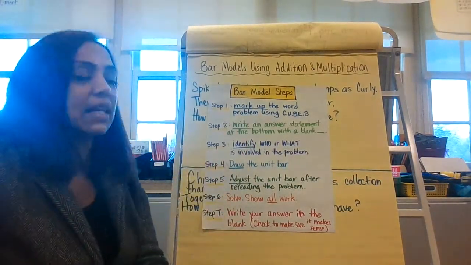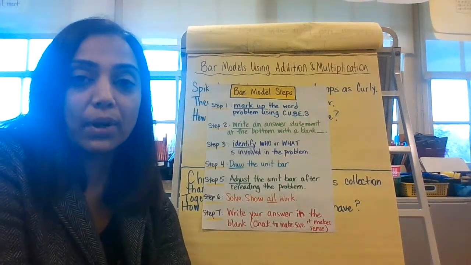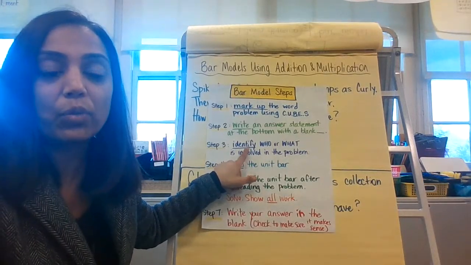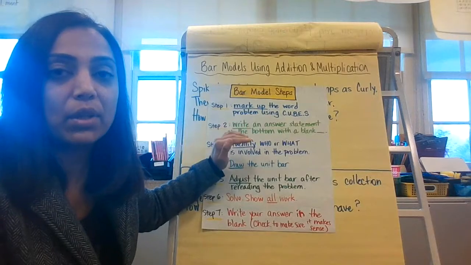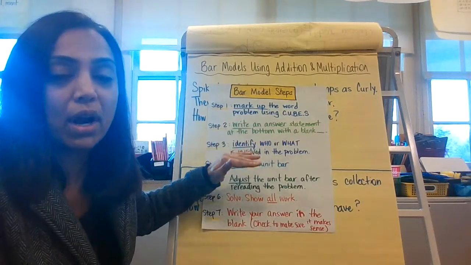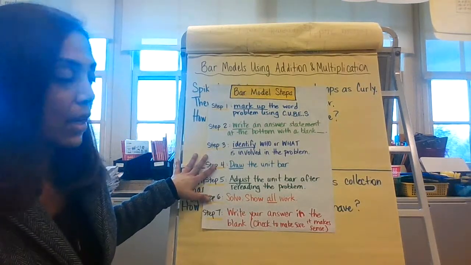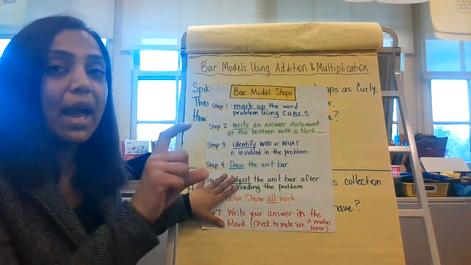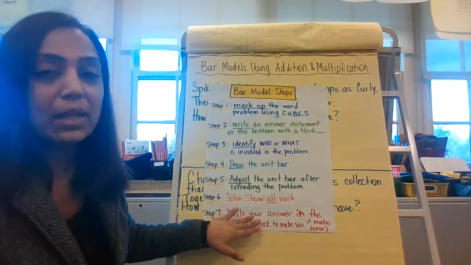Third step is to identify who or what is involved in the problem. And the reason we need to identify is because when we go to create the bars, we can write the name of the person or the initials of the object that is involved in the problem. Then we draw the unit bars and we reread the problem and fix it however we need to. We show our work and then we fill in the answer.